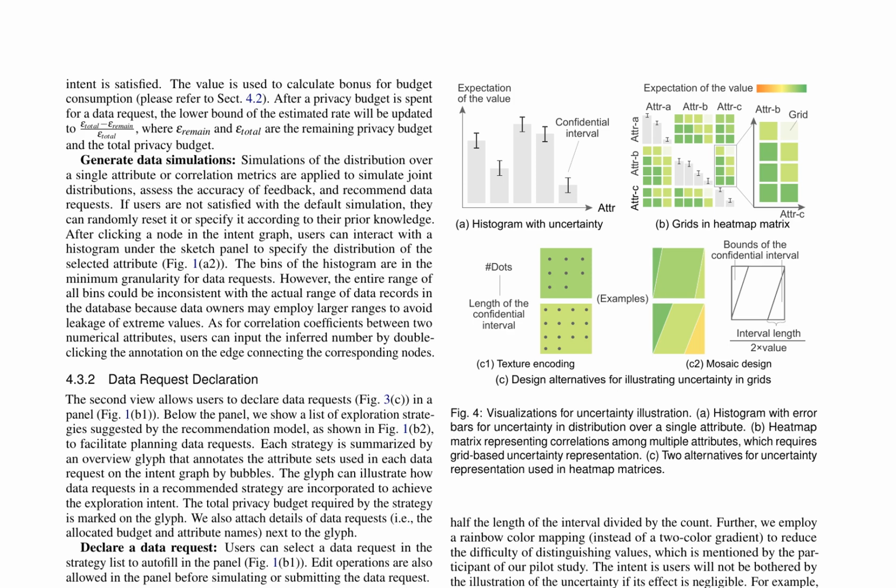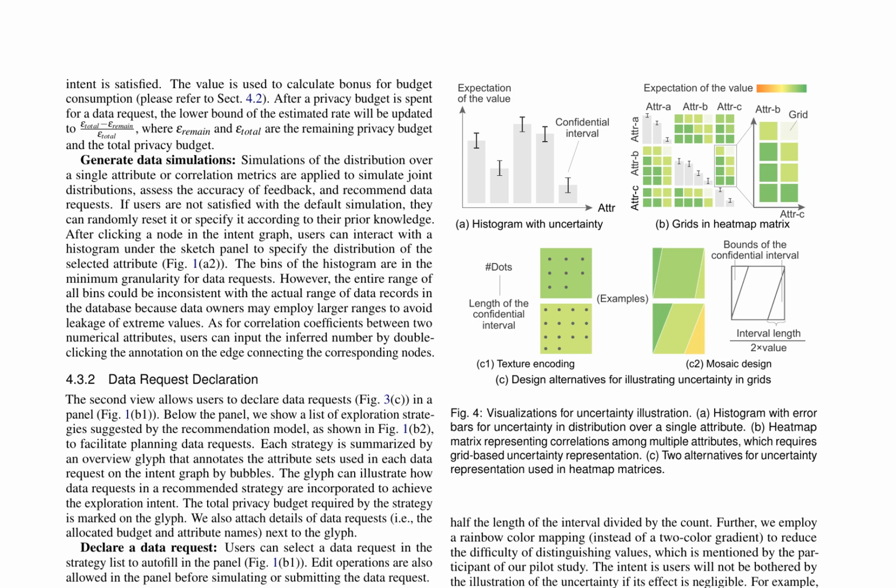The system's primary objective is to satisfy user intent by allocating the privacy budget for data requests and updating the lower bound of the estimated rate accordingly. To facilitate data exploration, the system generates data simulations of joint distributions, assesses the accuracy of feedback, and recommends data requests. Users interact with the system through three views: data request declaration, uncertainty illustration, and intent graph.